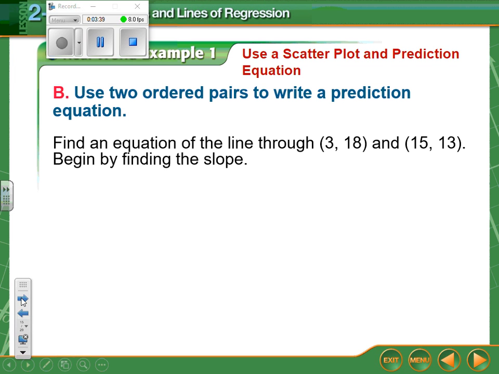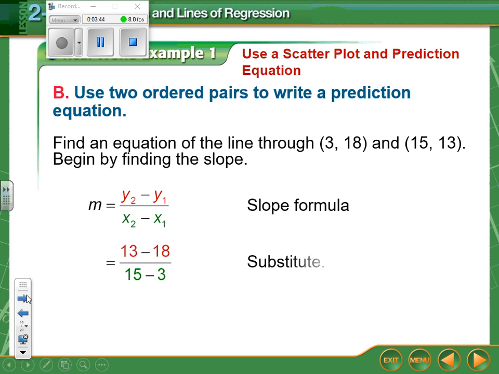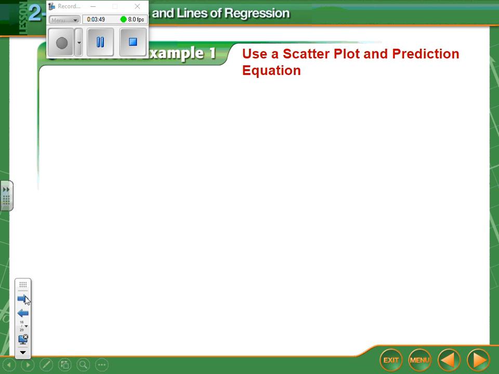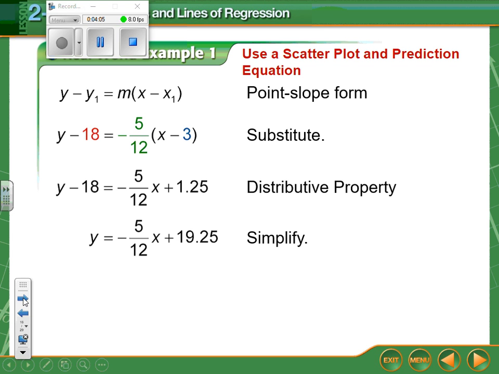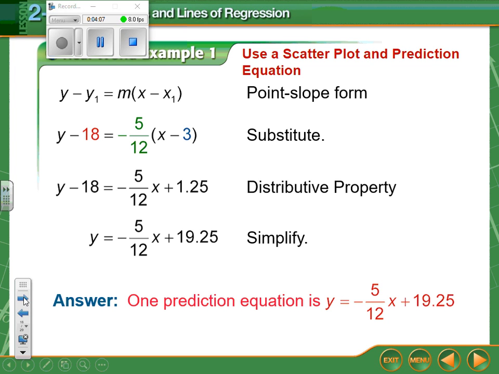We use those 2 points, the coordinates of them, use our slope formula, put the numbers in, there's our slope, then use our point slope form, substitute in the point (3, 18), that was one of the points we had, and the slope, negative 5 over 12, and then we simplify, distribute, simplify, and we come up with a prediction equation of y equals negative 5 over 12x plus 19.25.